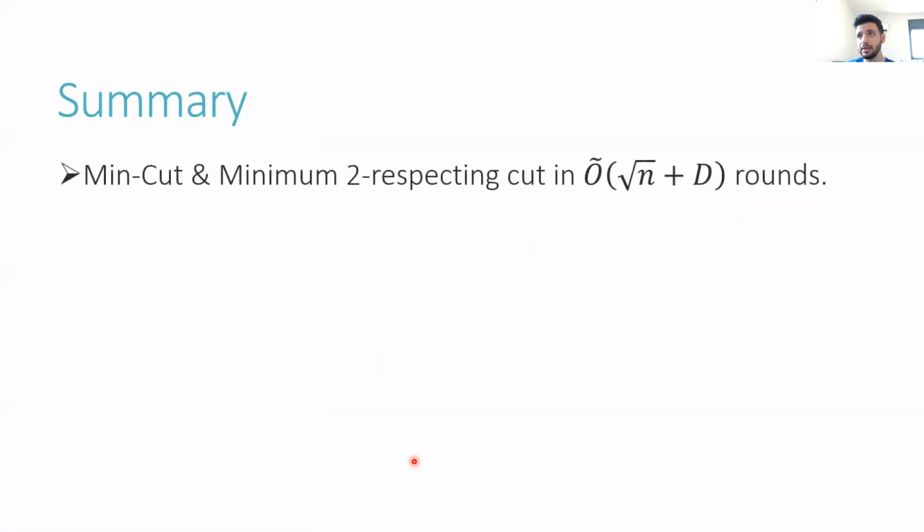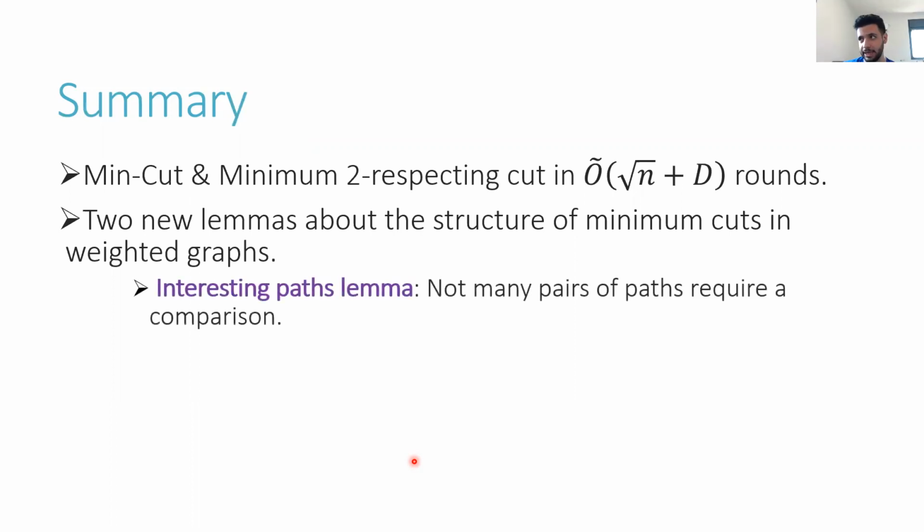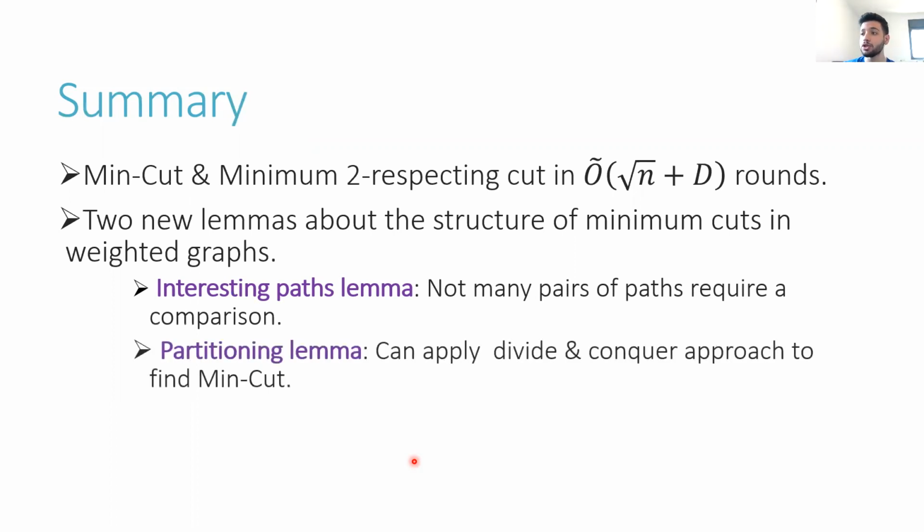So to sum up, we have shown here an algorithm that computes min cut and min2 respecting cut in O of square root of n plus D rounds. Along the way, we proved two new purely combinatorial lemmas about the min cut structure in a graph. The first is the interesting paths lemma, in which we show that not many pairs of paths require a comparison. The second is the partitioning lemma, which basically says that one can apply a divide and conquer approach in order to solve the min cut problem.